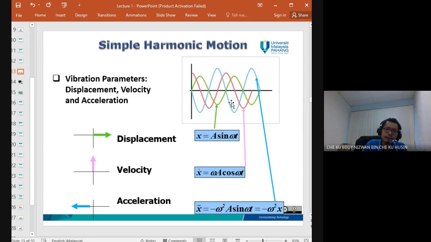Okay, so this is what I mentioned before, the simple relationship between displacement, velocity, and acceleration. The displacement is the green color, and the velocity is the magenta. Displacement is sine omega t. We differentiate the displacement and get the velocity, which is 90 degrees out of phase, and the acceleration comes from another differentiation, and is 180 degrees out of phase. So this is the relationship.